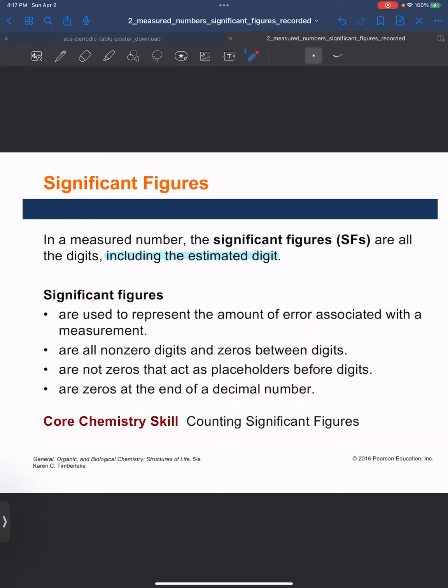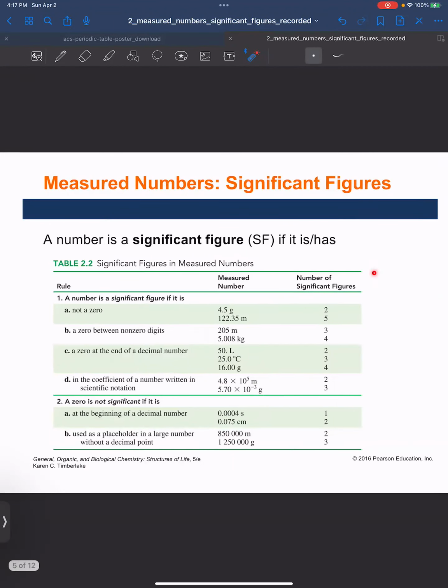So I'm going to go through the rules for significant figures. And this is a core chemistry skill to master, counting significant figures. And so I encourage you to have this table close by when you're practicing your problem set, because it is important to have this become second nature to you, to be able to look at any measured value and determine the number of significant figures easily. At first, you will need to rely heavily on this table, all the guidelines, but with more practice, you'll become more proficient at it and will need this table less and less.